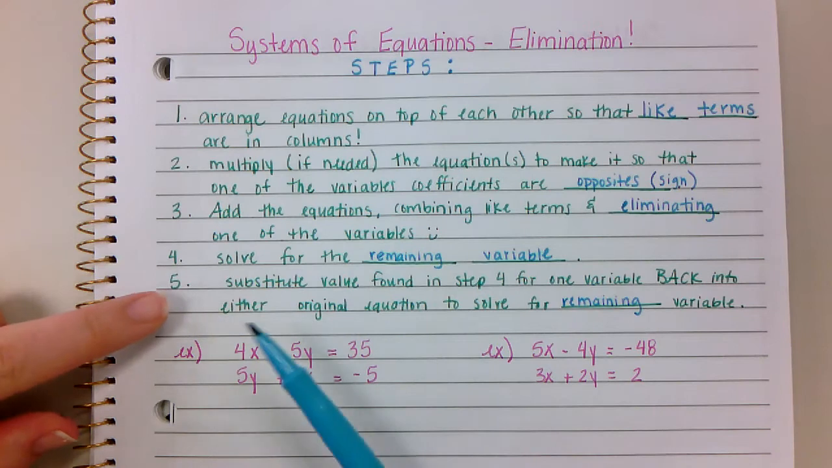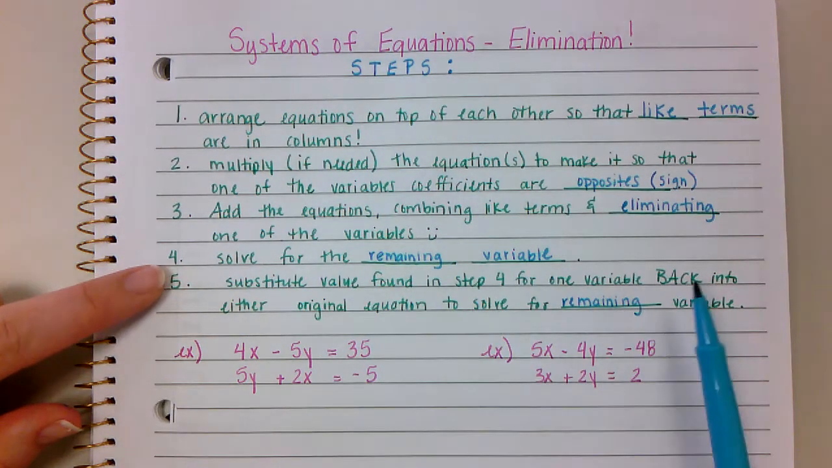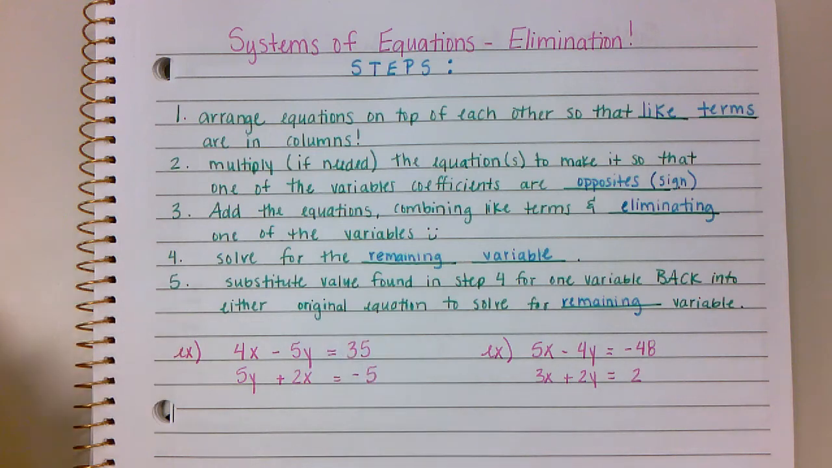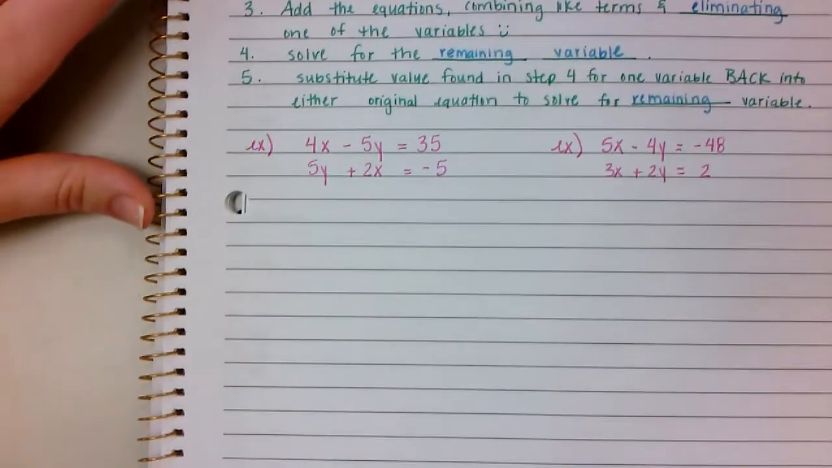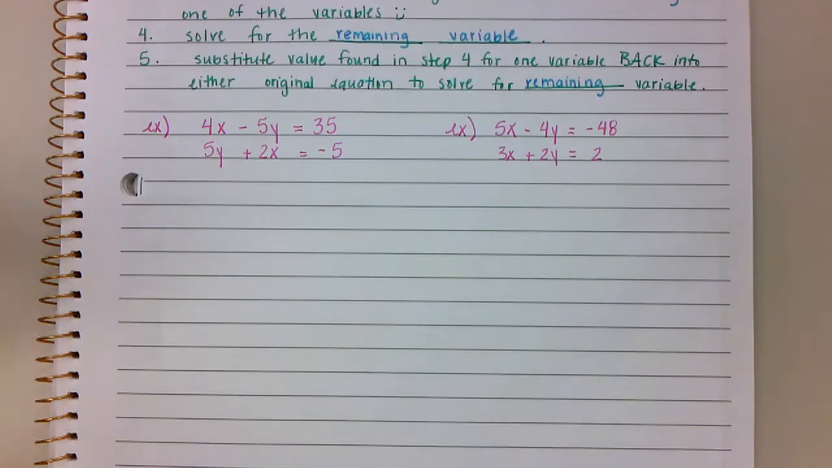So again, once you have found one of the variables in step number 4, plug it back into either of the original equations and solve for the other one that you don't know yet. And so we're going to do 2 examples here together, following our steps. So here's the first one and here's the second one that we're going to do together real quick.